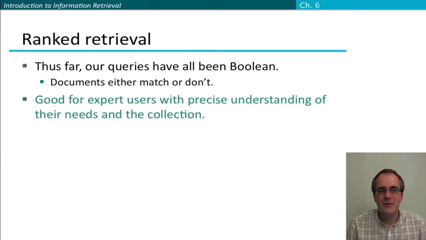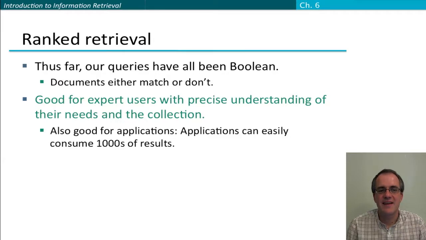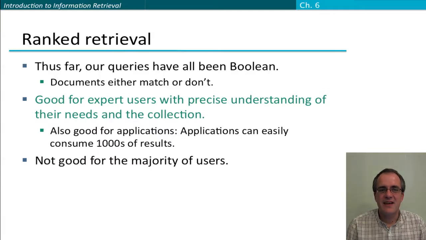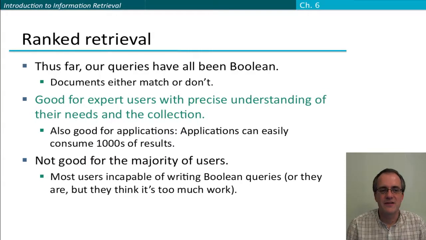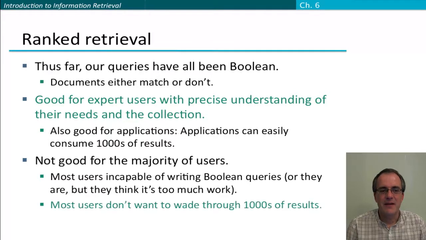Now this can be good for expert users with a precise understanding of their needs in the collection, and it can also be good when the information retrieval system is a component in a larger application. The system can consume thousands of results and adjust the query as needed. But such a system turns out not to actually be good for the vast majority of users. Most users are incapable of writing good Boolean queries, or even if they can write them, they think it's far too much work to write them. And in particular, Boolean systems often produce thousands of results and users don't want to wade through thousands of results. This is particularly true of web search applications.